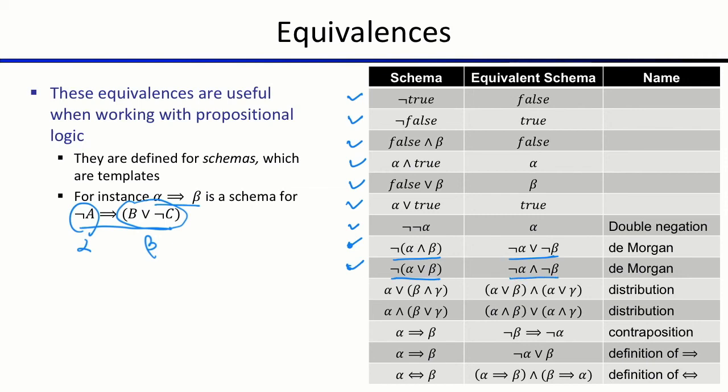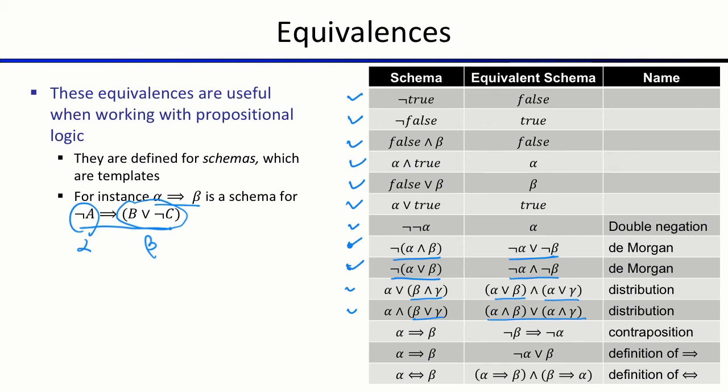Okay, the next two are known as distribution, and we can think of it as distributing the alpha between this part of the sentence. So we have alpha or (beta and gamma), and it's like doing (alpha or beta) and (alpha or gamma). And the equivalent here, we have alpha and (beta or gamma) being equivalent to (alpha and beta) or (alpha and gamma).